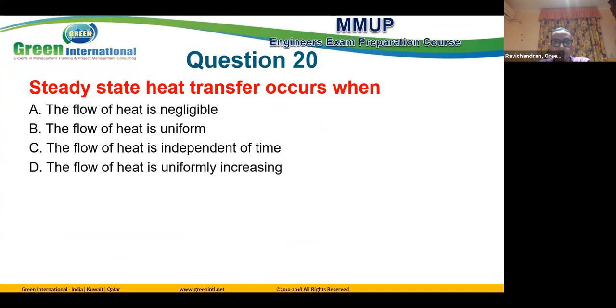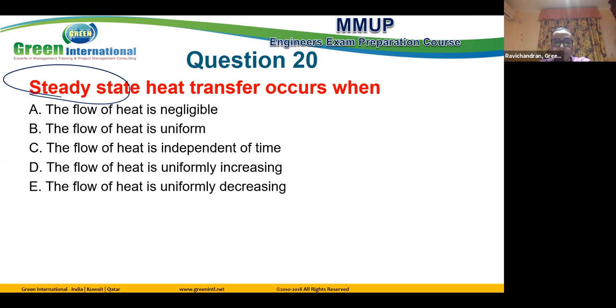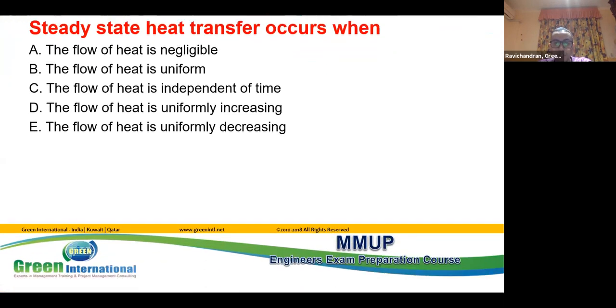Steady state heat transfer occurs when it flows uniformly. B, you forget the session of velocity. Steady state depends on time. Depends on time. So in steady state, the heat is independent of time.